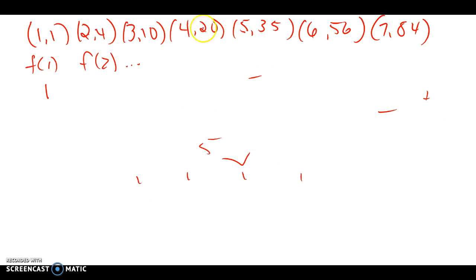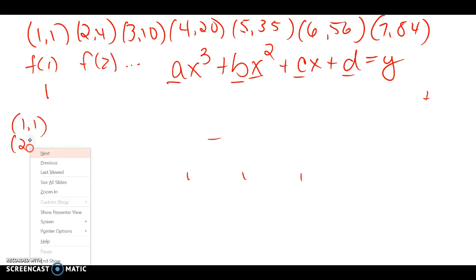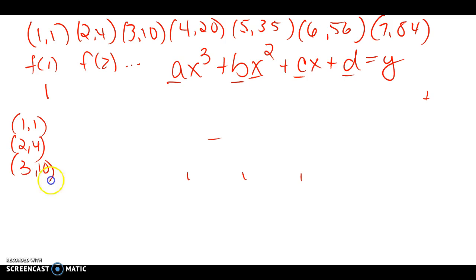So it'll be ax to the third plus bx squared plus cx plus d equals y. Now, using the points we have, 1, 2, 3, 4 unknowns. I have to use 4 points. I'm going to use (1, 1), (2, 4), (3, 10), (4, 20).